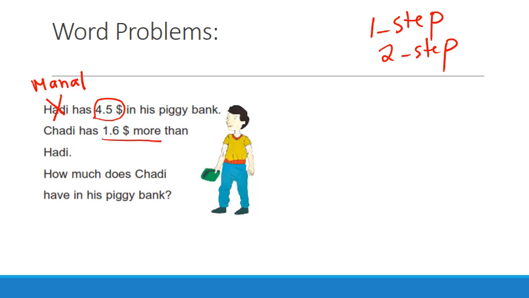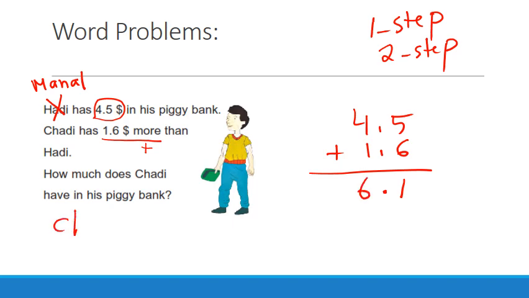The word more should indicate that it's plus. So the only thing that I'm going to do in this problem to answer the question is just to add the numbers in order to get how much your brother or sister has in their piggy bank. So you do 4.5 plus 1.6. That's it. 5 plus 6 is 11. I place the point as it is. 4 plus 1, plus 1, is 6. So I just answer the question. Shadi has $6.1.